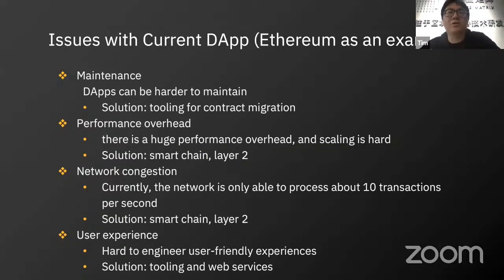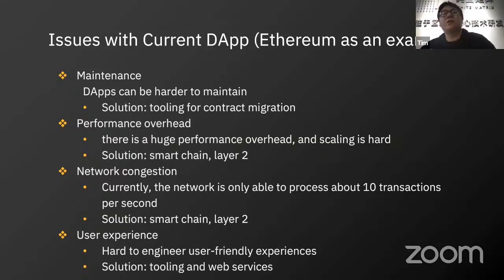I think BSC did a very good job in this sense, in that it's quite fast. It's a lightweight network, a smart chain that only executes the smart contracts, right? So I think that's the reason a lot of users are now switching to BSC. And also, user experience is hard to engineer to be user-friendly because the tooling, the blockchain backend or the blockchain infrastructure, is very hard to use, right?